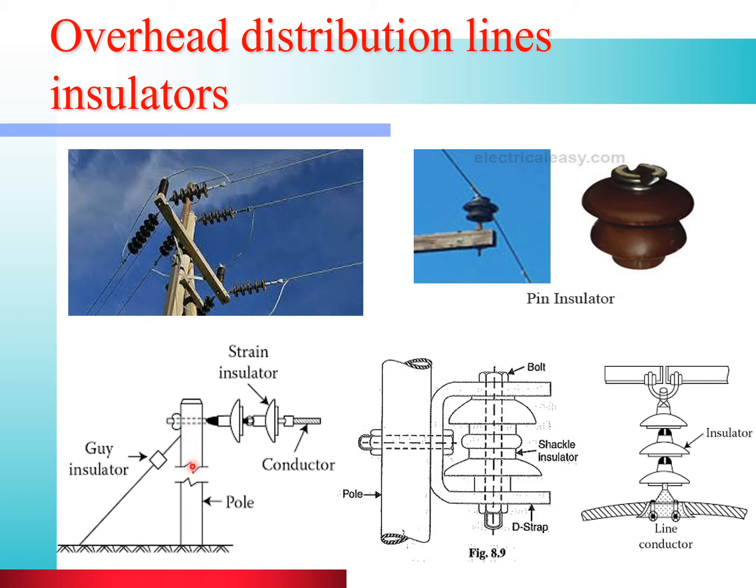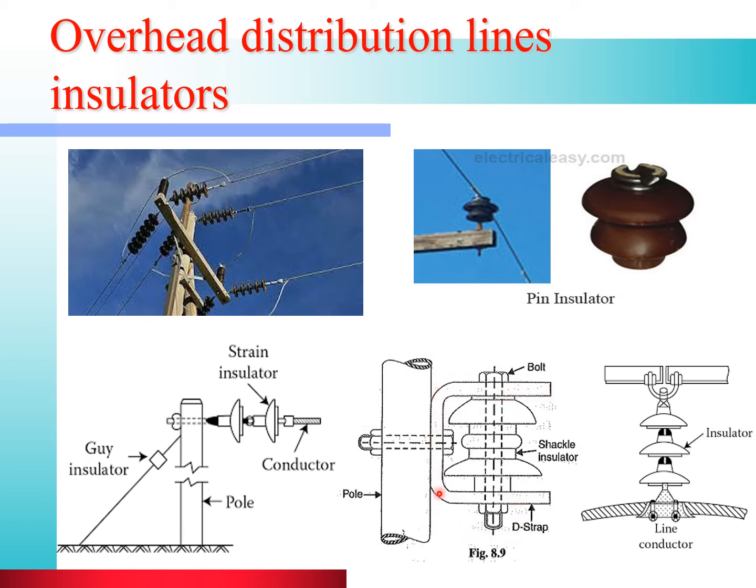In this diagram we will see the strain insulator. This is generally used at the dead end where the line ends. For supporting this pole, a stay is connected. Here the strain insulator is connected and the conductor is connected. Then this is the shackle insulator.